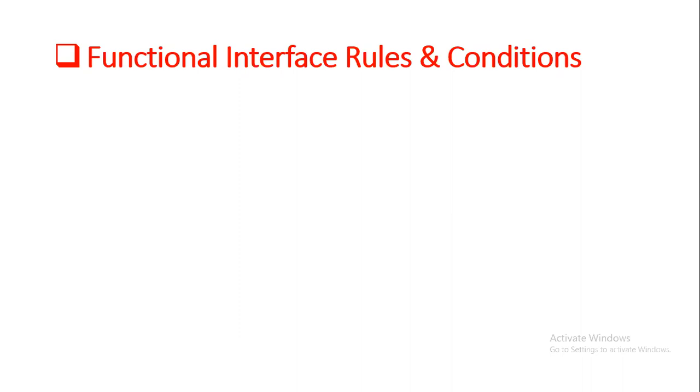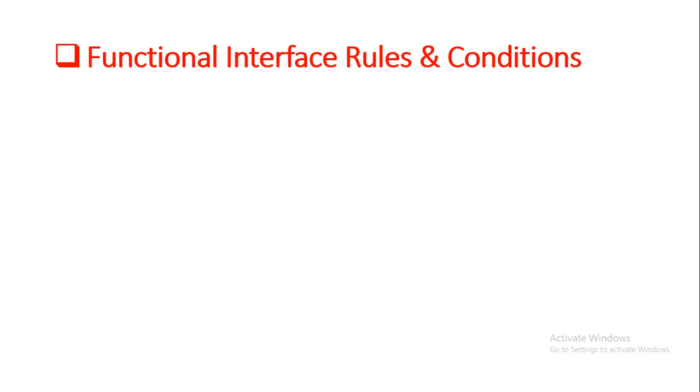Today we will learn more about functional interface rules and conditions. Already we knew that a functional interface has two points: it should have only one abstract method and it should be annotated with @FunctionalInterface. In addition to that, we need to know more points about functional interface.